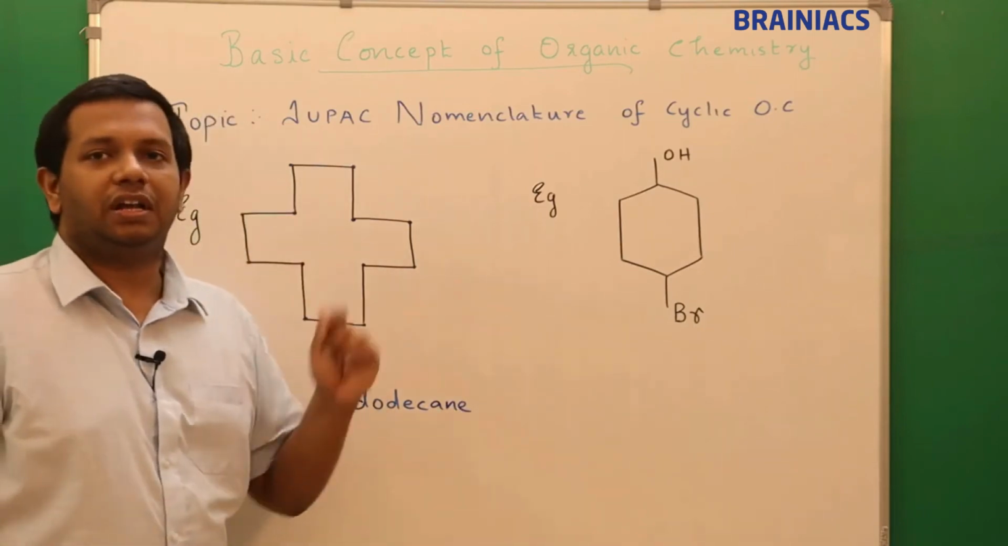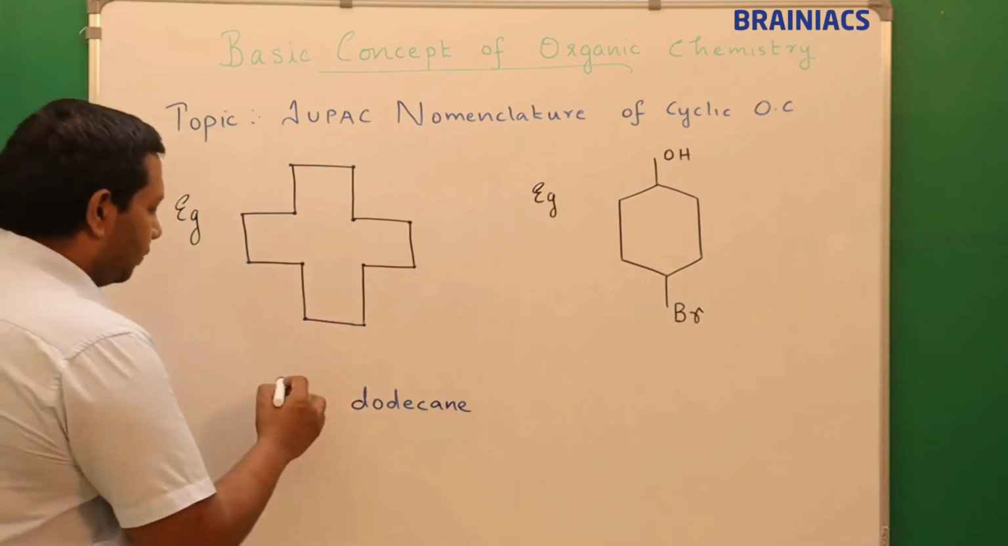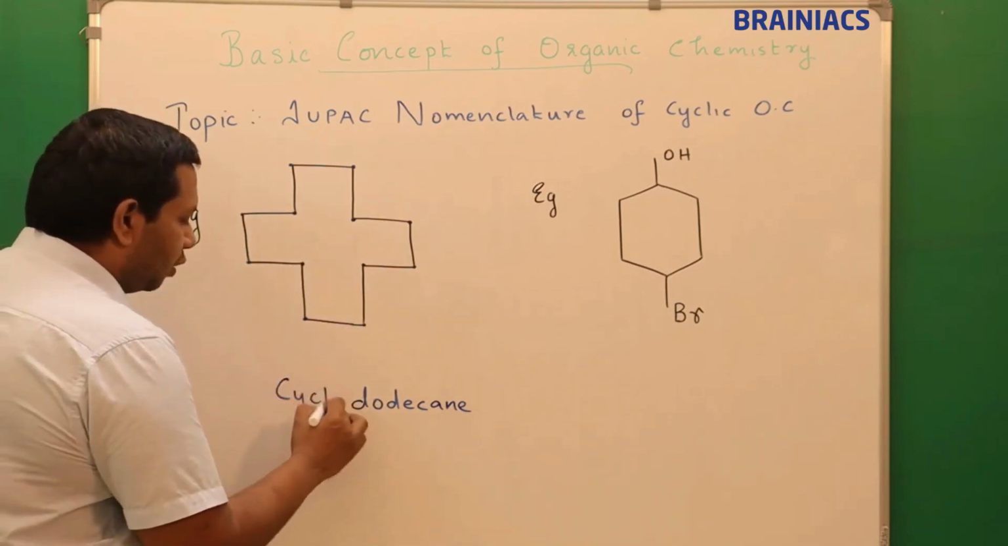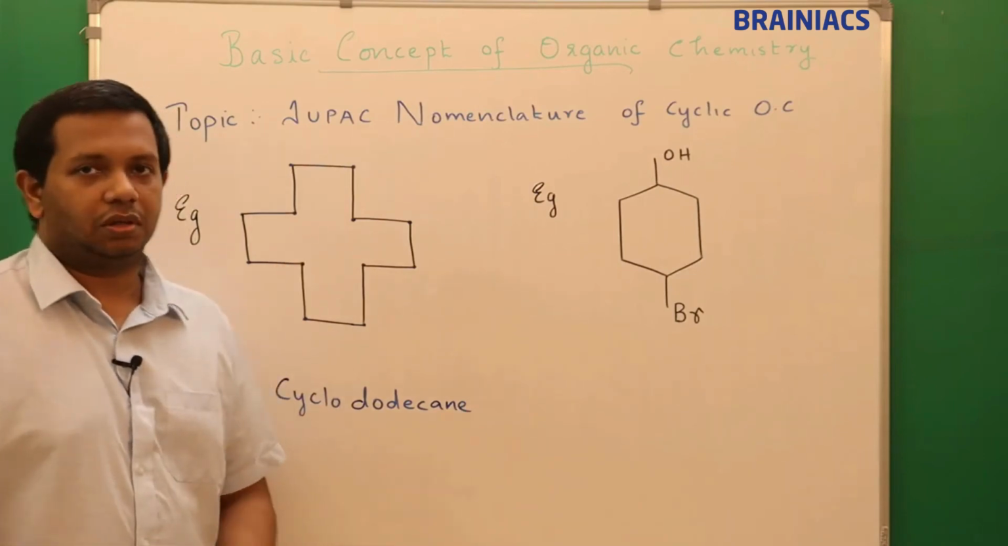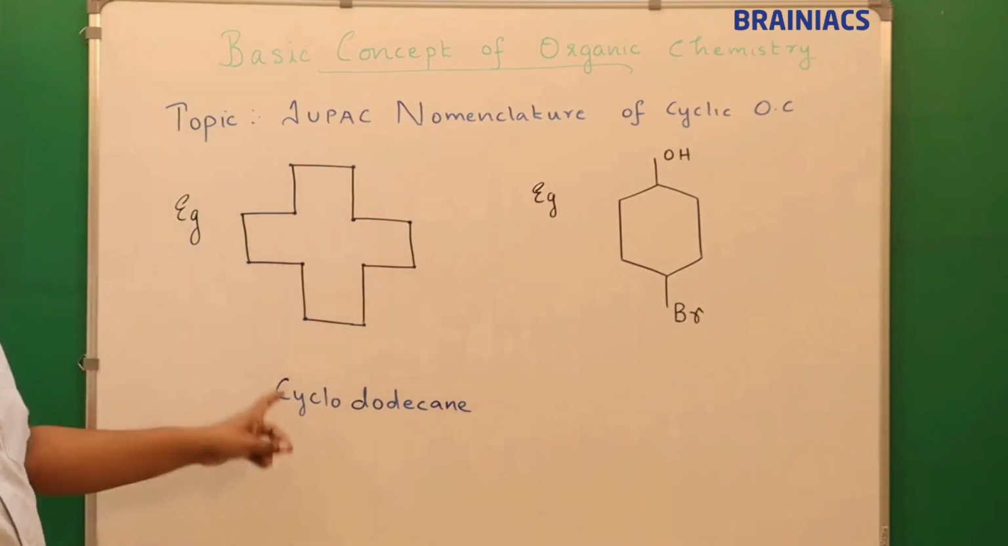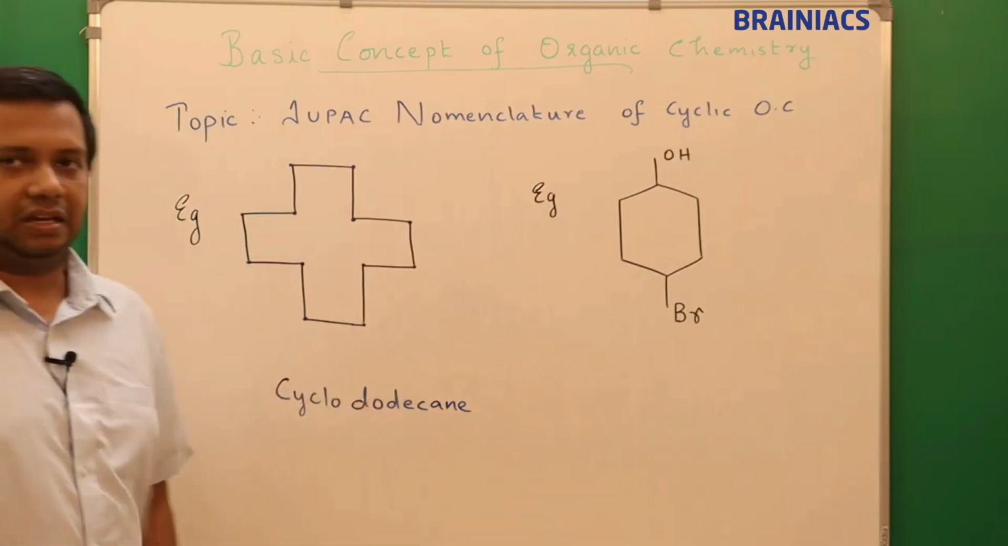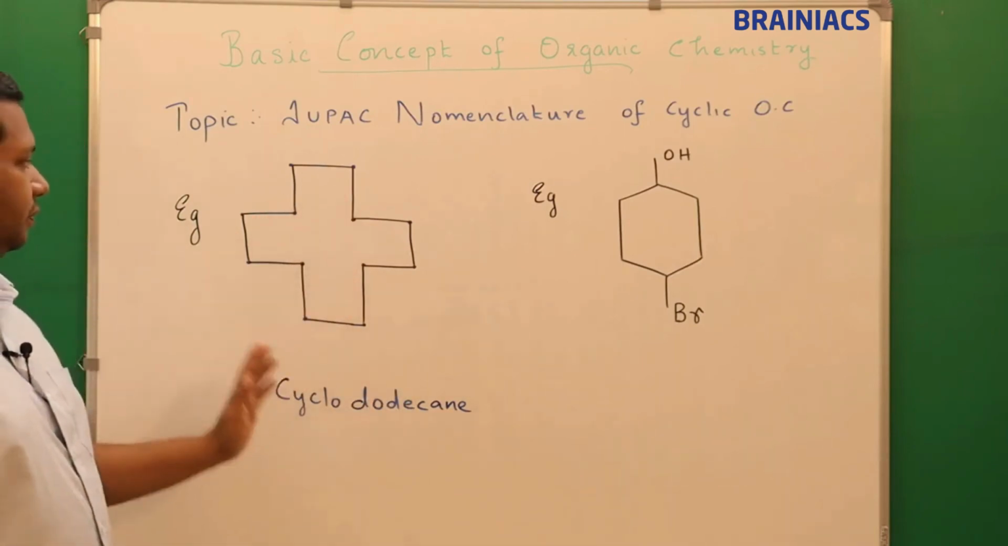Now we know that it is a cyclic compound, so there is a 1 degree prefix you can add. What is the 1 degree prefix? That is cyclo. And there is no 2 degree prefix since there is no substituent. So what is the IUPAC name? Cyclododecane. Understood? Very simple.